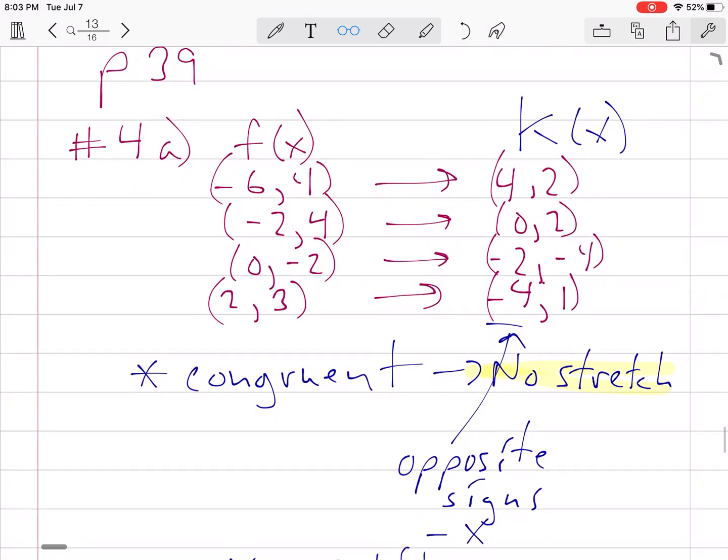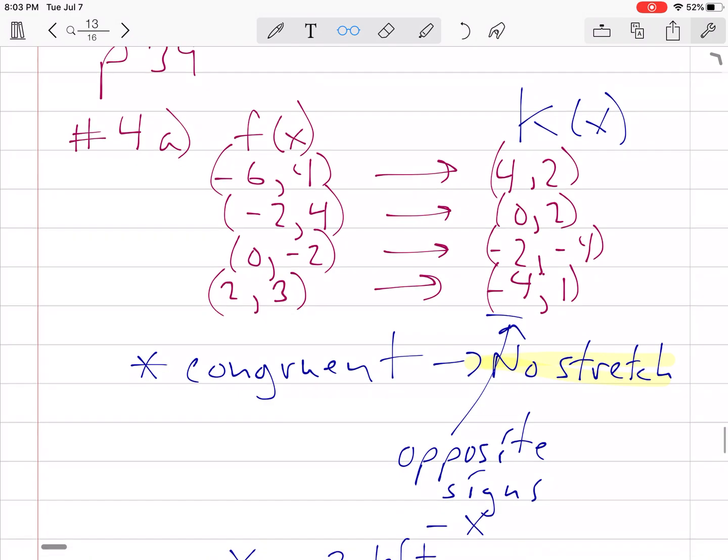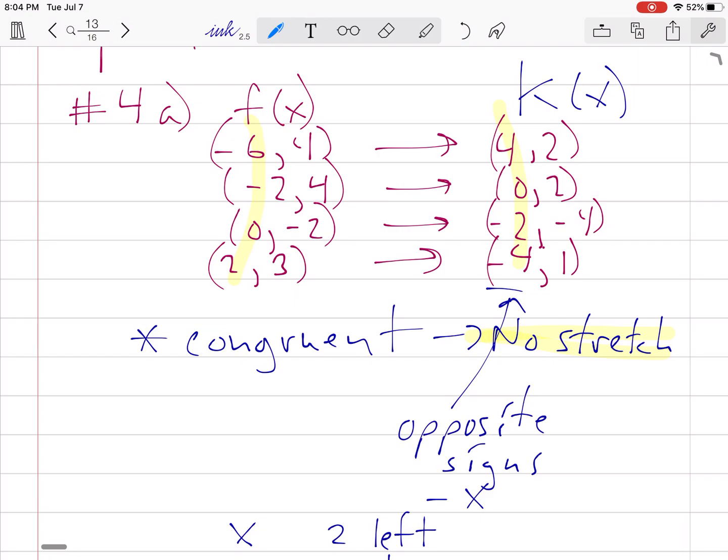What we notice is if you look at the x coordinates for the original function and the x coordinates for the transformed function, they have opposite signs. Because we're talking about the x value, that means the x value had a negative multiplication applied to it. Now that takes care of the reflection.